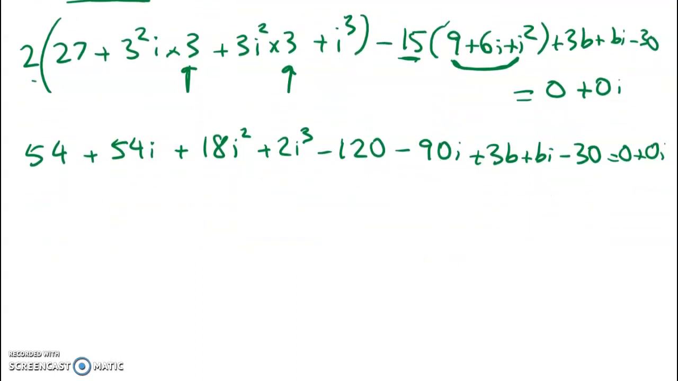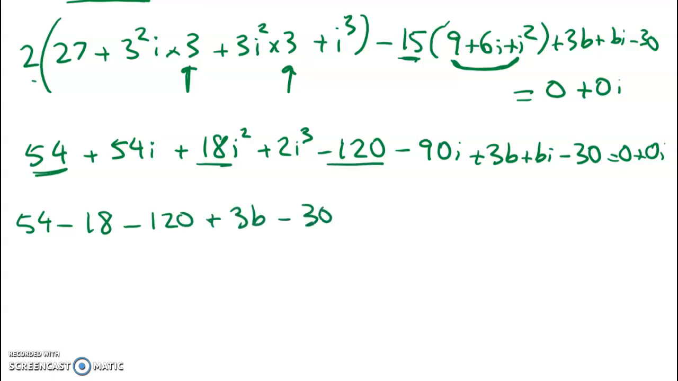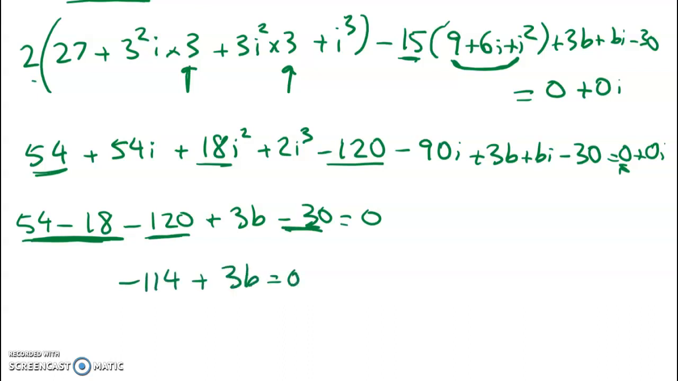Cleaning that up now to find the real part, 54 minus 18 minus 120 plus 3b minus 30 is equal to the real part here, which is 0. Okay, get your calculator if you're feeling tired, because it would be a shame to stuff this up at this point. So 54 minus 18 gives me 36. 36 minus 150 gives me negative 114 plus 3b equals 0. Now, we know from the first part that we should be getting 38, and luckily we are. So 3b is 114, b is equal to 38.